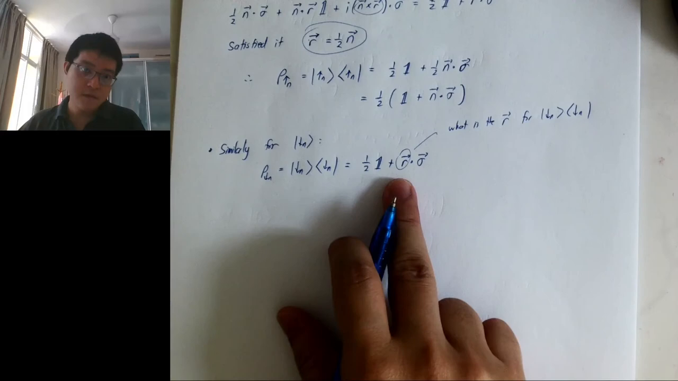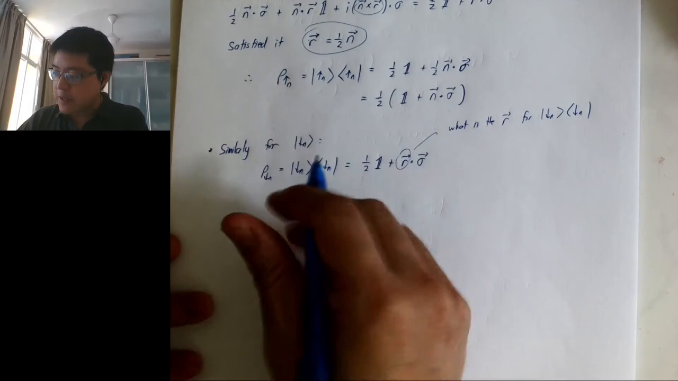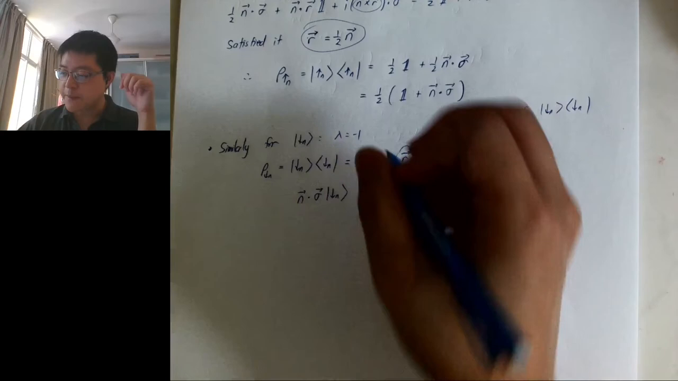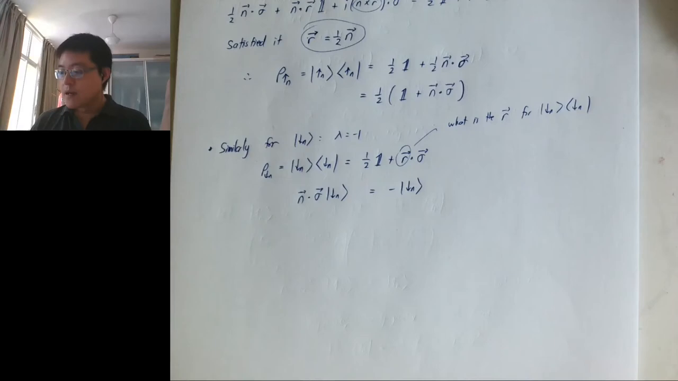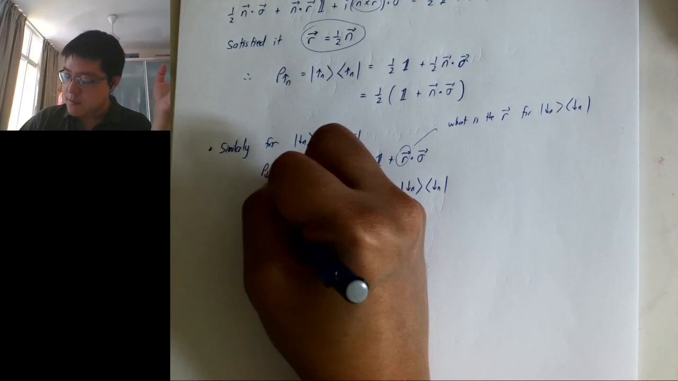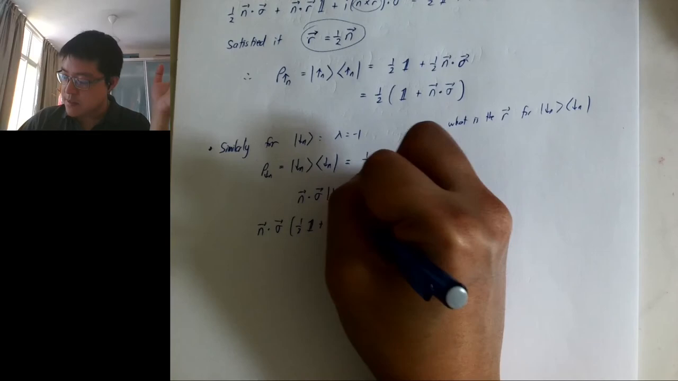What I was saying is that n dot sigma acting on down n, this is the other eigenvalue, the eigenvalue of minus one. So I expect to get a down eigenstate of this. And then if I put the bra here, the outer product becomes the density matrix that we are talking about. So this is half I plus r dot sigma.